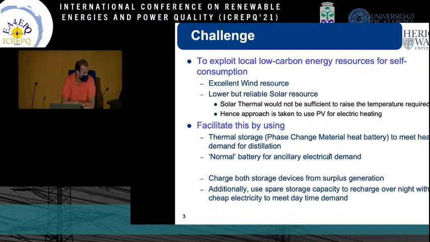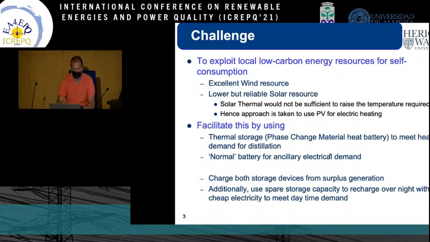And in this approach, we now use photovoltaics and wind electricity for electric heating. So rather than using solar heating through concentration directly, we use electricity.